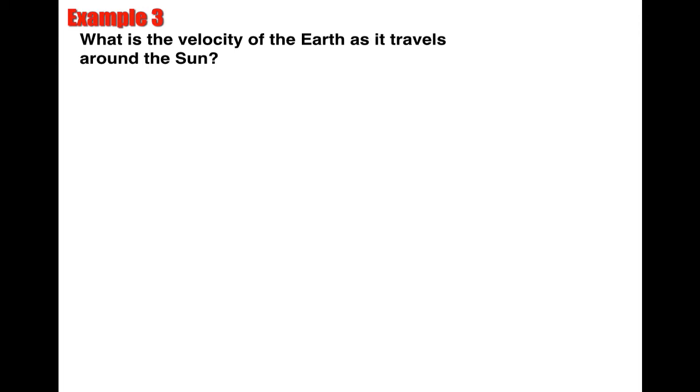This video is example problem number 3 involving circular motion and universal gravity, part of orbital mechanics. Okay, so the question is, what is the velocity of the Earth as it travels around the Sun?